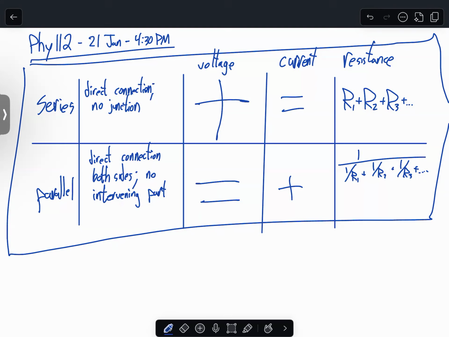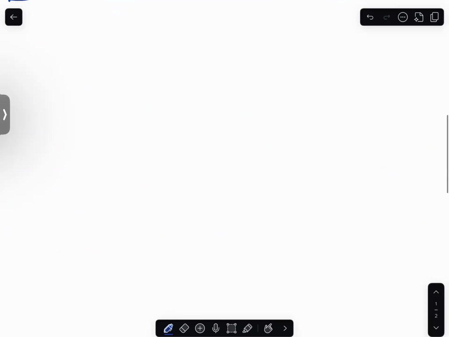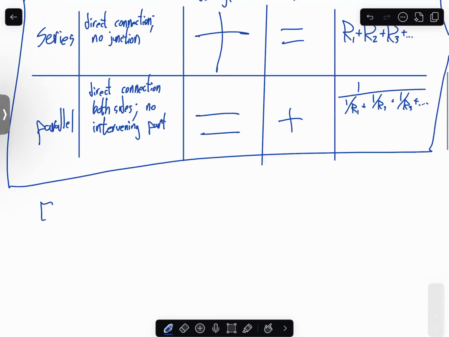First off, let's talk about identifying them. Let's see examples of things that are in series and counterexamples of things that are not in series. And same with parallel. Did you all have that little table written down?